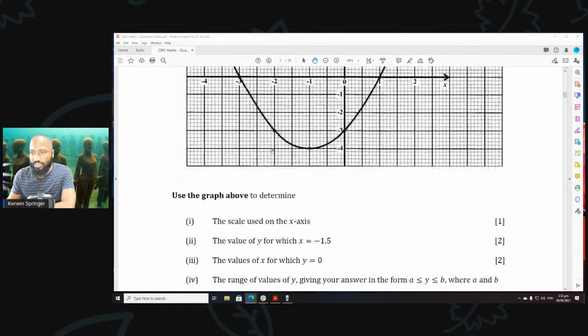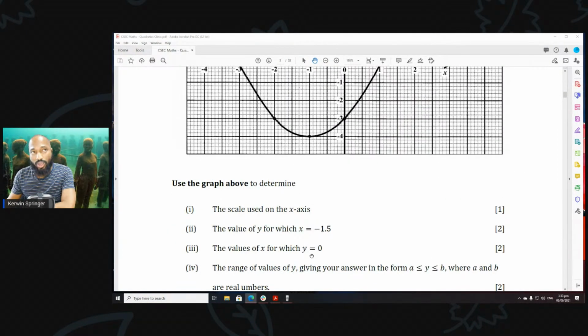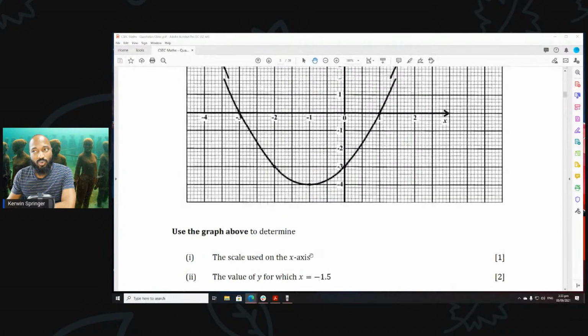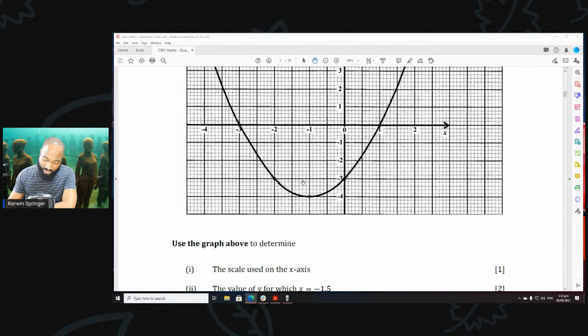And then let's go on to the next part of the question. The values of x for which y is equal to 0. Where is y equal to 0? So when all along the x-axis. So what are the values? Notice they say values, right? What are the values of x when y is equal to 0?